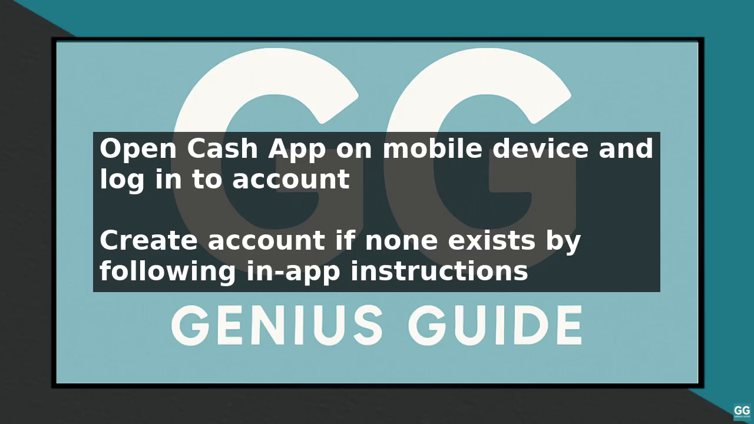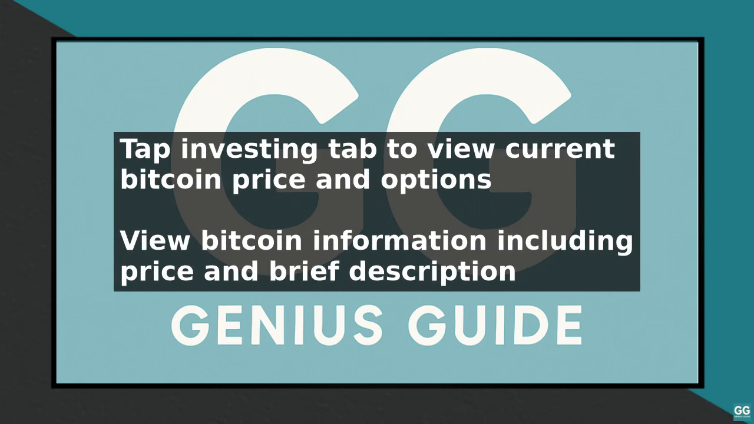This will take you to a page where you can view the current price of Bitcoin and other available investment options. Tap on Bitcoin to view more information about the cryptocurrency, including its current price and a brief description. To proceed with buying Bitcoin, tap the Buy button and enter the amount you want to purchase. You can choose to buy a specific dollar amount of Bitcoin or a specific amount of Bitcoin.